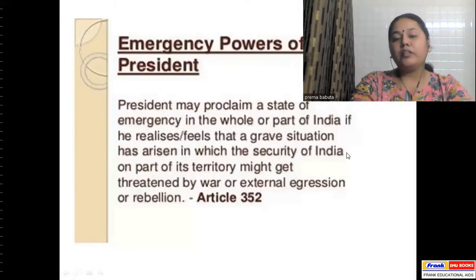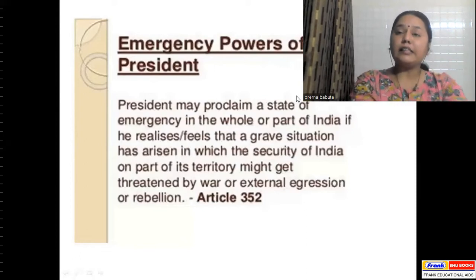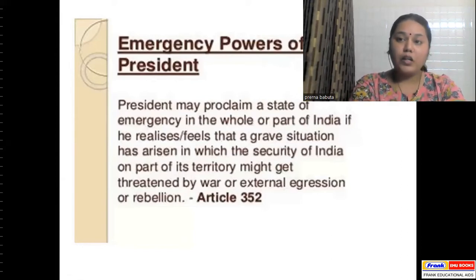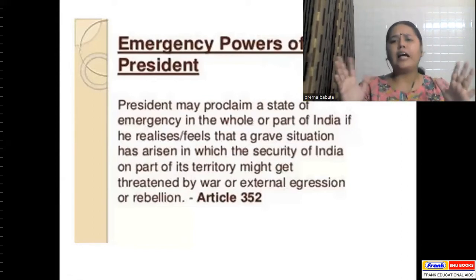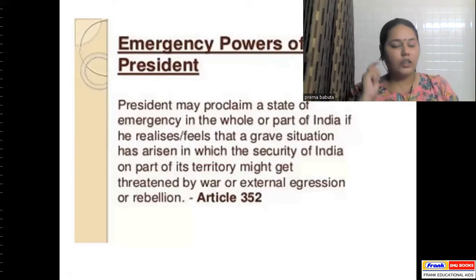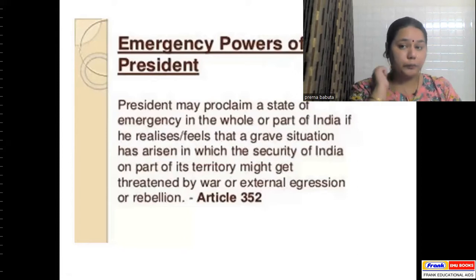Now we talk about the emergency powers of the president. So first, let us understand what exactly we mean by emergency. Now, you remember we started this chapter with the American Civil War. So what was happening? There was so much hue and cry in the entire country because two communities were fighting against each other. So there was a lot of problem in the country.